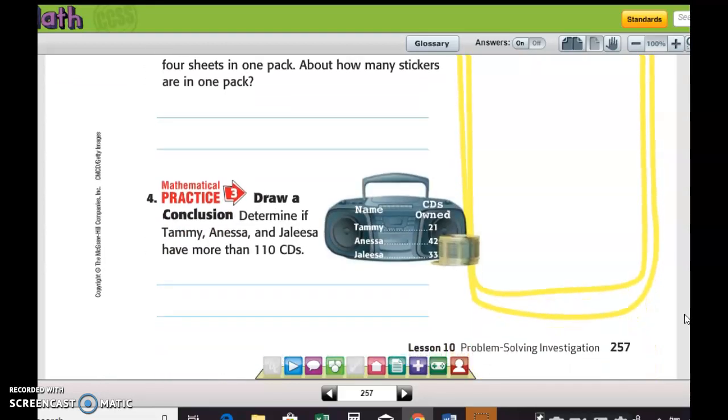Number 4, it's just asking if they have more than 110 CDs. I would add the word altogether to make it more clear exactly what you're doing with these numbers. So if they were to combine all their CDs together, would they have more than this? That's what it's asking.